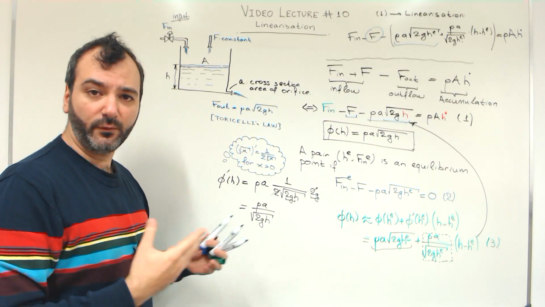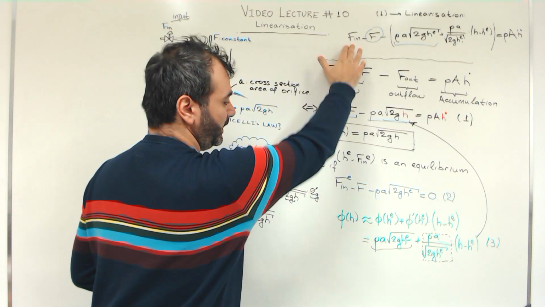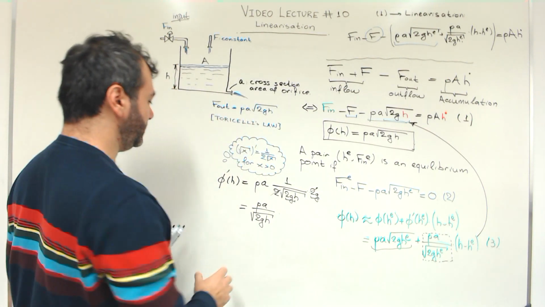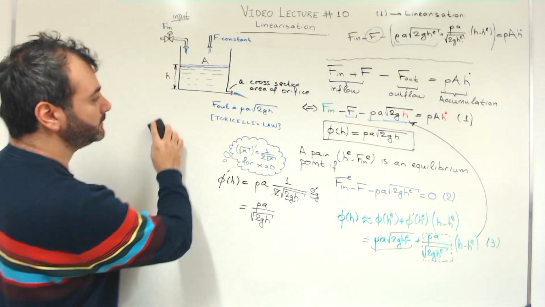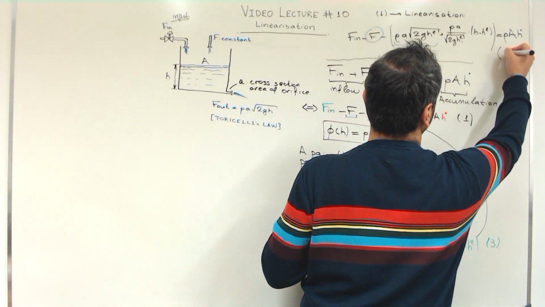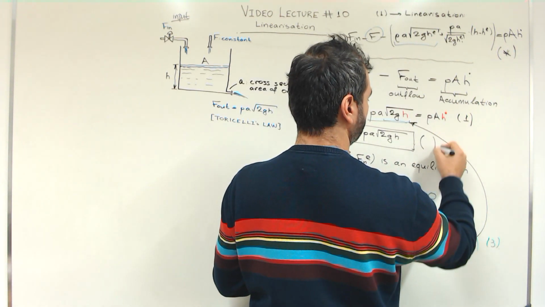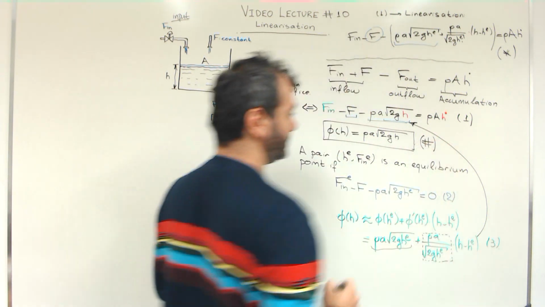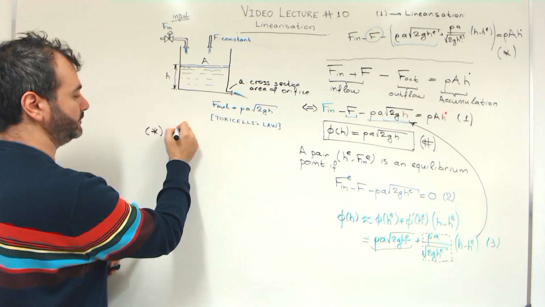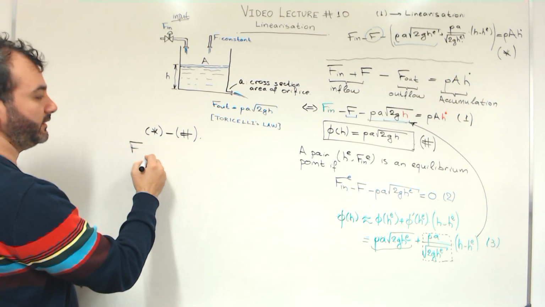But we'll do the trick now with deviation variables. So I can subtract this equation and this equation that describes the equilibrium points. I will now write here. So let this be equation star, and let this be equation hash. So we have, but let us write them again here, one under the other.